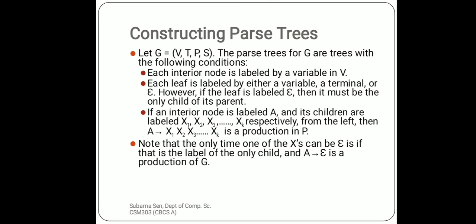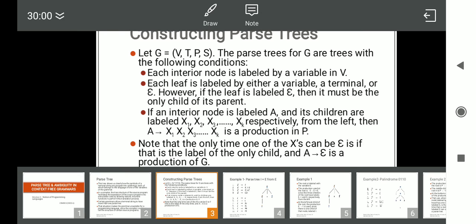Okay, so you can see that according to the grammar, whatever the production rules are given, we will replace our variable with that terminal. It can be a terminal symbol, it can again be a variable, and it can be epsilon as well. And here we have given an example that if an interior node is labeled A and its children are labeled x1, x2, x3, xk respectively from left, then these are the derivation rules. This is the production rules. Whenever we see the example, the concept will be clearer. Okay, now we will see an example.